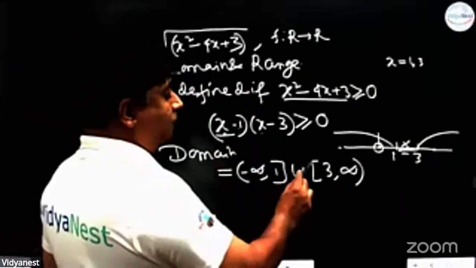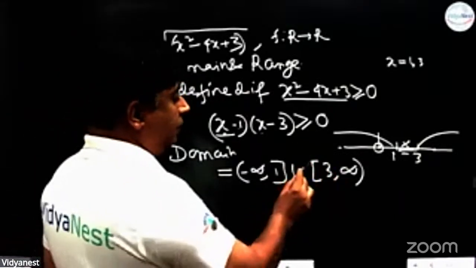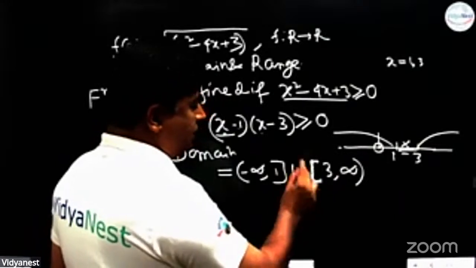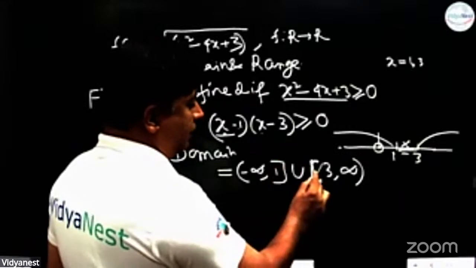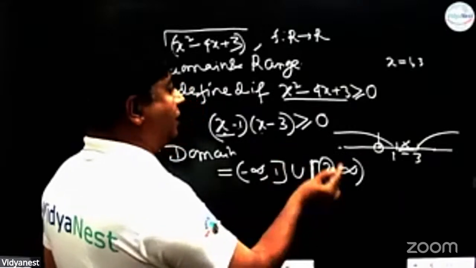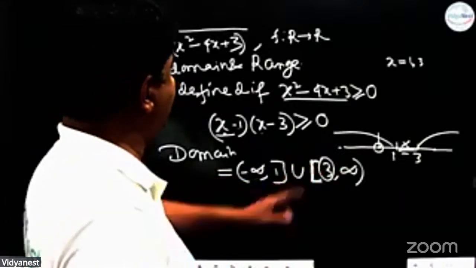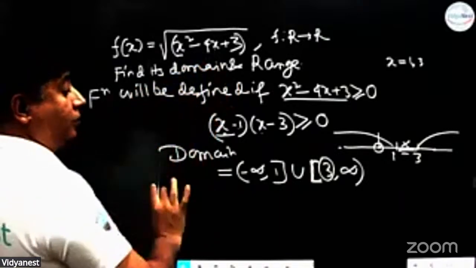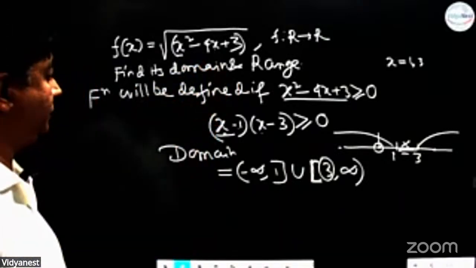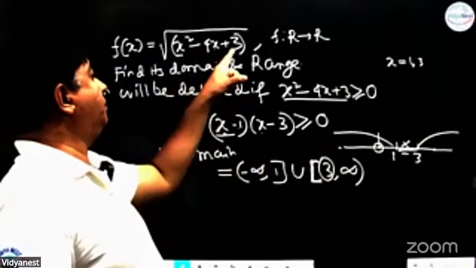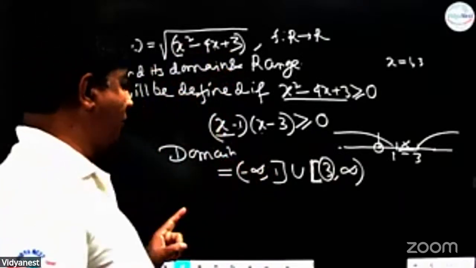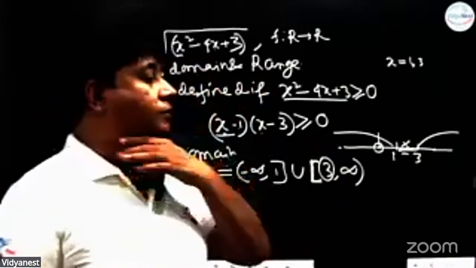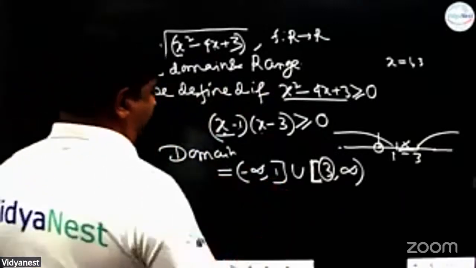Here why have I put semi-closed interval? Because semi-closed means where the closed bracket is given, that element will be included. Can I include 3? Let's see, put here 9 minus 12 plus 3, 0. 0 under root is valid. Can I include 1? 1 plus 3, 4. 4 minus 4, 0. I can include 1. Got it? Yes, I got it. So this is the domain.